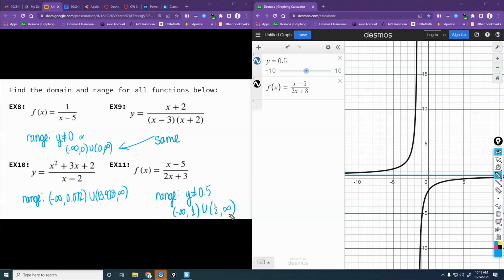So for domain, we're looking at the denominator cannot equal 0. For the range, we're going to look at the graph and see. For the most part, you might want to add that in. Range, we're doing that from the graph, and y cannot equal the horizontal asymptote. On most problems, there are some, like number 10, that are a little bit weird that you're just going to have to look at the graph on. Okay, questions there?